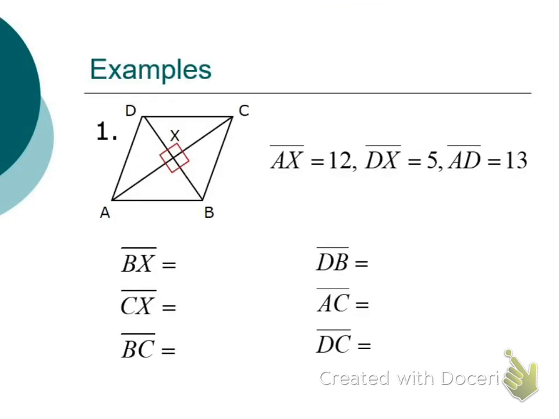All right, on example 1, it should say on there what type of quadrilateral this is. What does it say this is? Picture is a rhombus. It is a rhombus. So we can apply any properties of a rhombus.